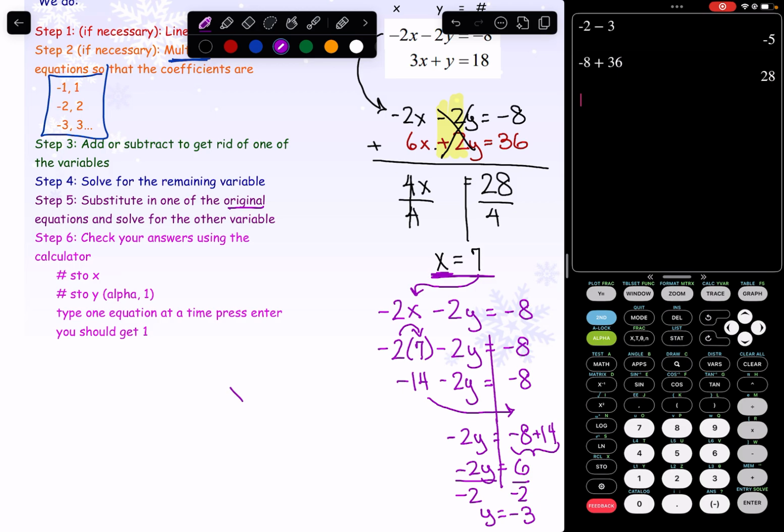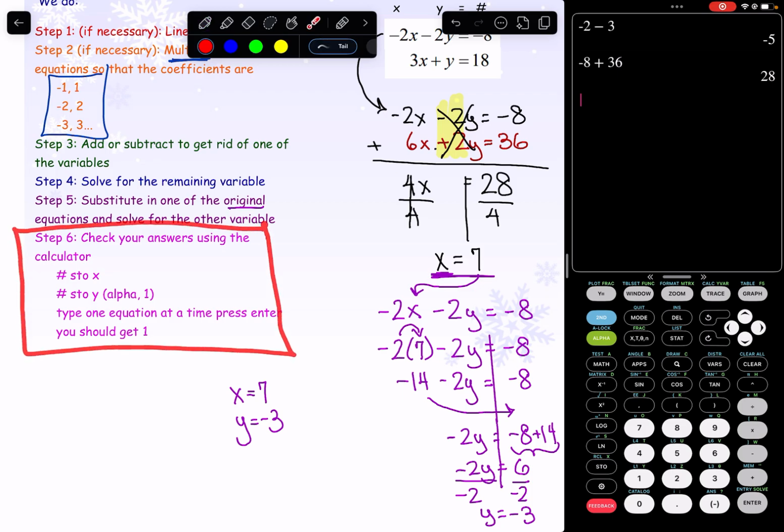My final answer is x equals 7, y equals negative 3. And as always, please be sure to check your answers. You must check your answers. Make sure we did not make a mistake.